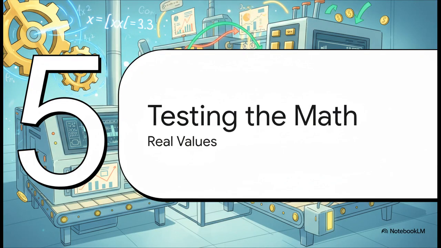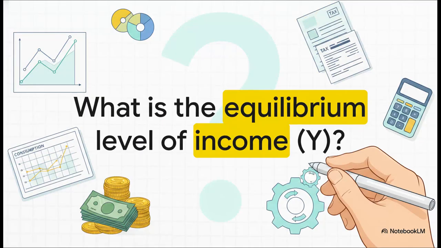Section 5. Testing the math. It's time to take our newly assembled Keynesian equation for a test drive using some real algebraic values. Let's look at these given parameters for a theoretical economy. We have a consumption function, autonomous investment at 250, government spending at 150, and flat autonomous taxes at 100. Our goal here is to find the equilibrium level of income.